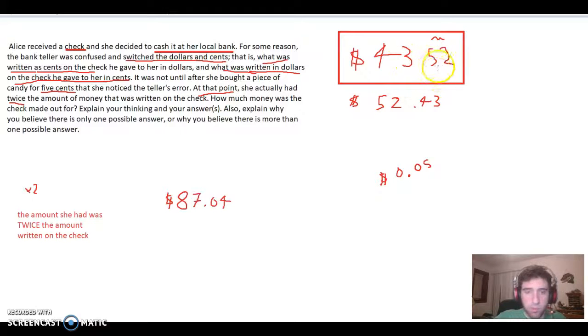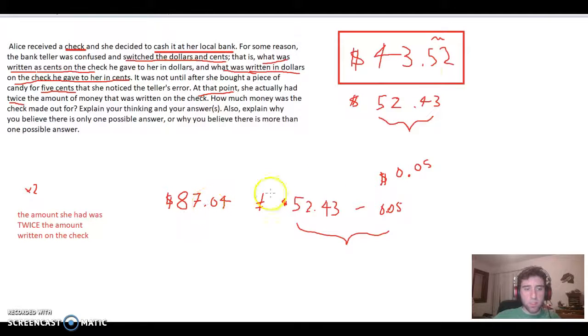$43.52 can't possibly be what was written on the check, because if that were the case, she only would have gotten this $52.43, and then she bought a piece of candy for 5 cents, so we would have had that $52.43 and subtracted out 5 cents, because she spent her money. So that $52.43 minus 5 would have been $87.04, but that's not the case. So I think that $42.52 can't possibly be the amount on the check.